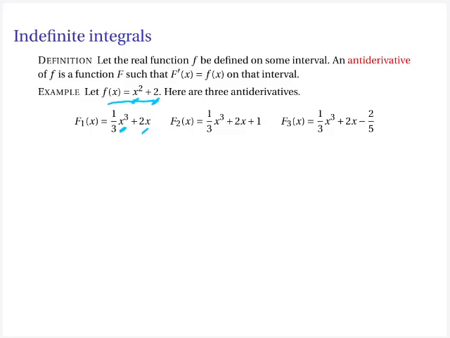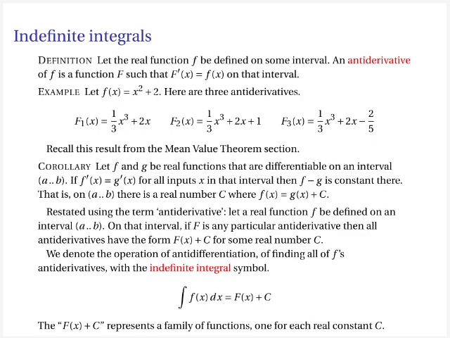But when you go over to f2, it's 1/3 x cubed plus 2x, a repeat from the previous one, plus 1. That's right, because when you take the derivative of the plus 1, it disappears. And likewise here, minus 2/5. The derivative of the minus 2/5 would also disappear. So in fact, there's infinitely many functions whose derivative is lowercase f. Okay, so the first point about antiderivatives is that you get a family of answers.